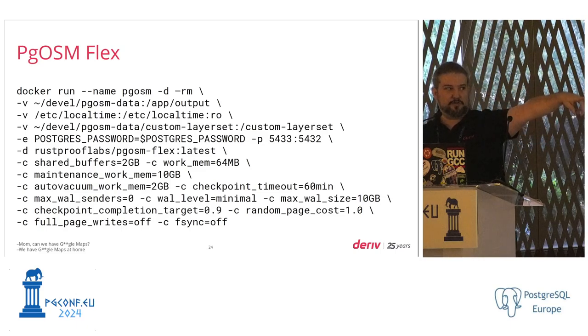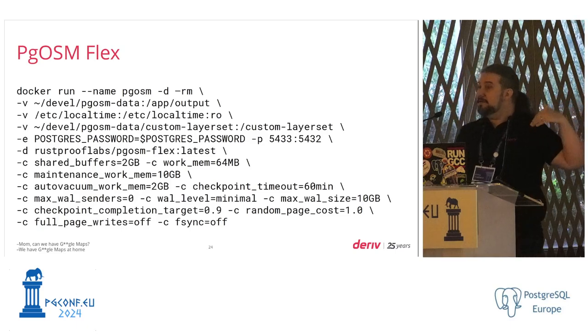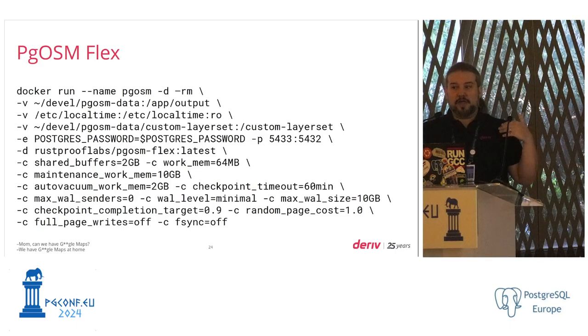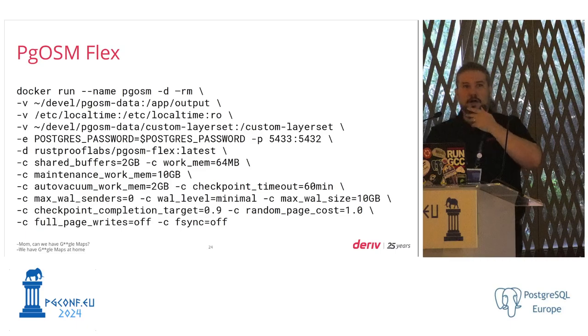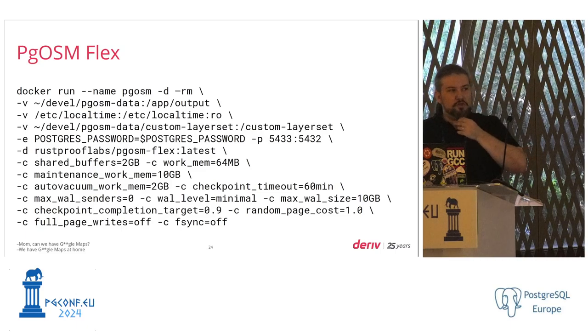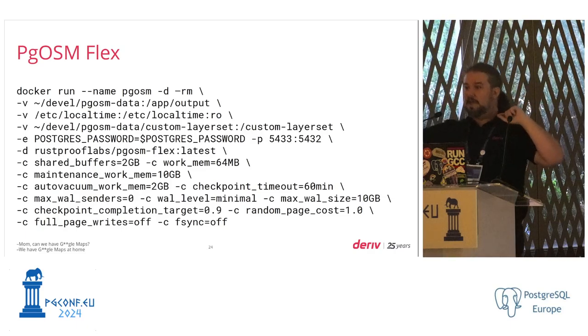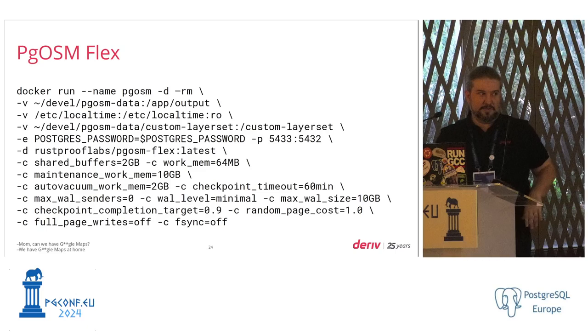So you can see that I'm configuring their shared buffers, work_mem, maintenance_work_mem, things that will help the ingestion work faster so that you don't have to configure your production server differently. This runs a Postgres instance inside of a Docker container that transforms the data and can insert it into your main database.